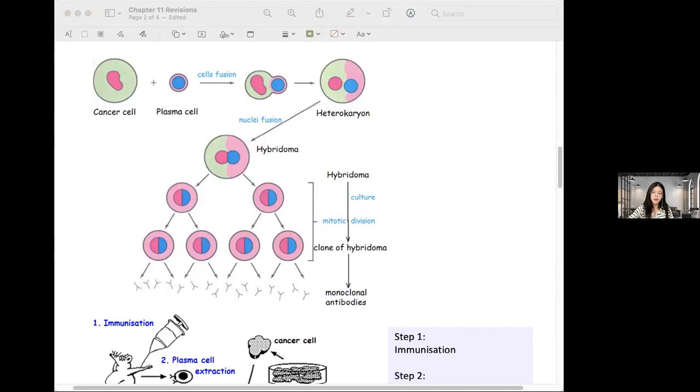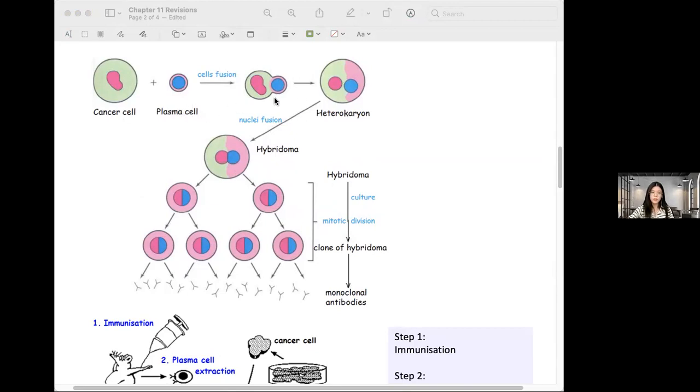Hybridoma is a cell formed from the fusion of two different types of cells, which are B cells and cancer cells. This cancer cell divides indefinitely, and plasma cells originate from B cells and undergo differentiation. They secrete antibodies.